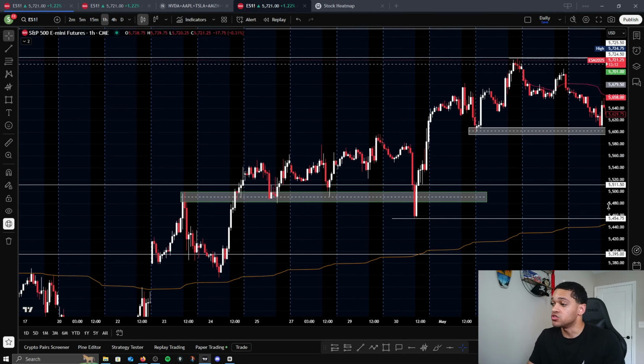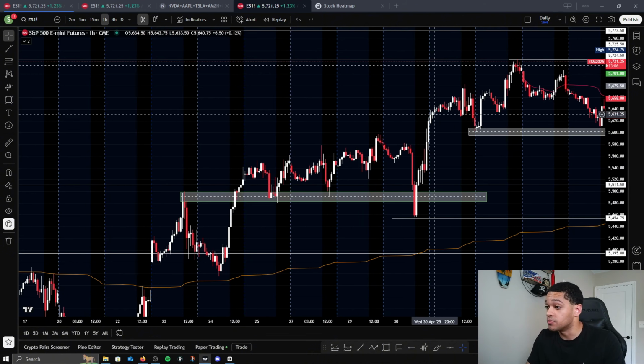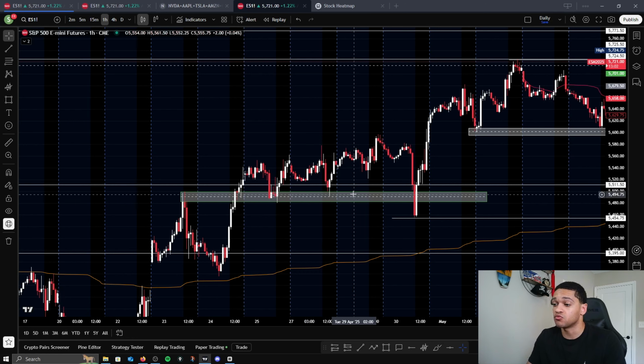And this is why using key levels is really important, because just imagine getting in short anywhere right here and then it just kind of rips your face off. Imagine getting short anywhere right here and then boom, it instantly rips your face off.